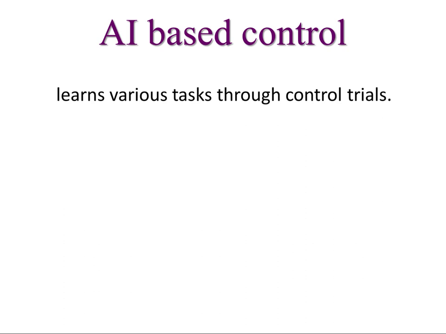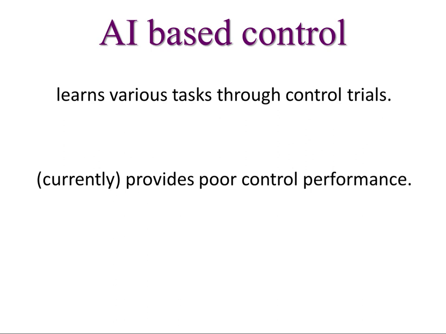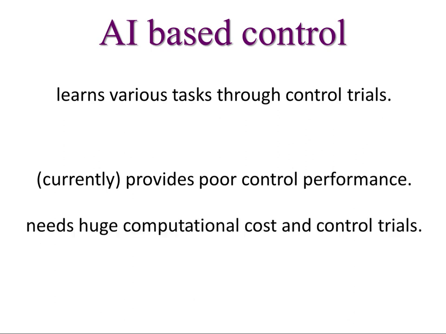This research, conducted by the group leading Google's AI, has received a lot of attention. However, as you can see in the video, the control results are not sufficient to be implemented in a real robot at this time. Also, because of the huge amount of training required, it is not practical to learn the behavior in a real environment at this time.